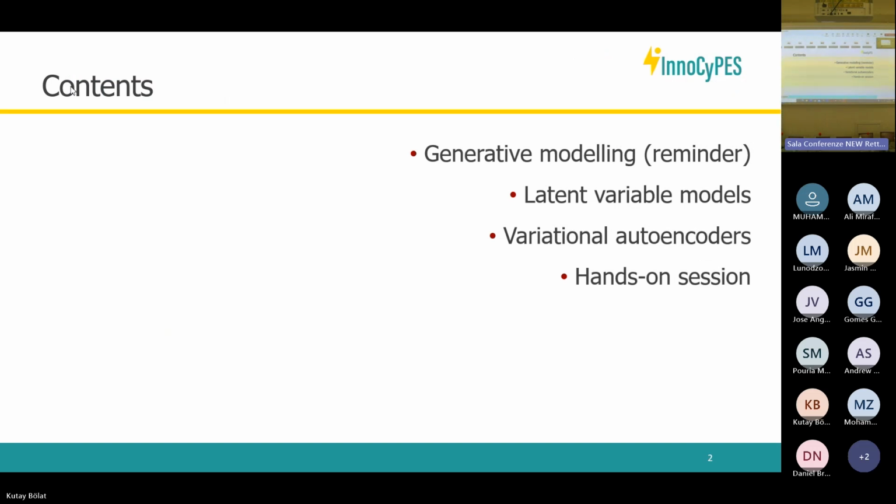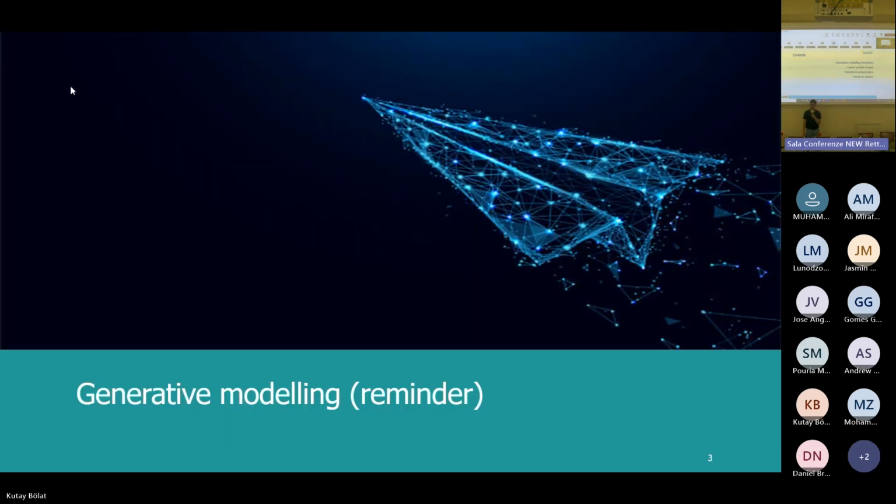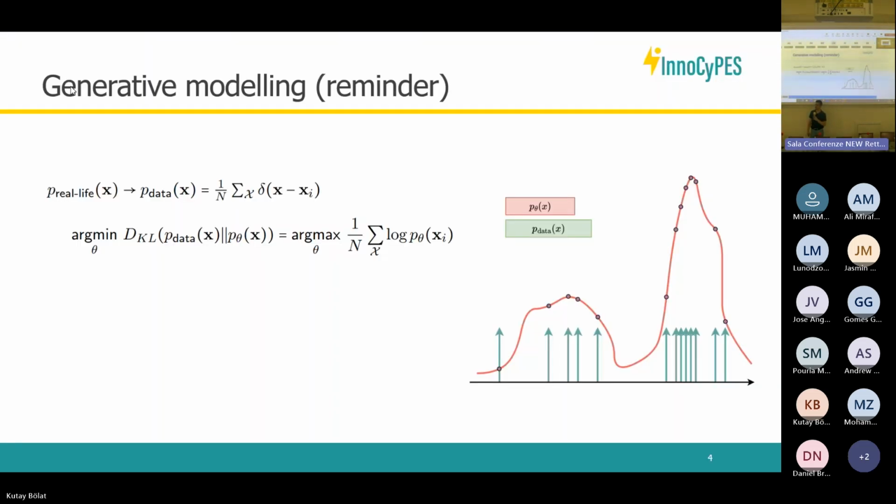Again, I'm gonna give some reminders about generative modeling. Then I'm gonna introduce what latent variable models are, which is maybe a new term for you, and which are very important for variational autoencoders. Those are the core principles of the variational autoencoders. And lastly, we're gonna jump into the hands-on session.